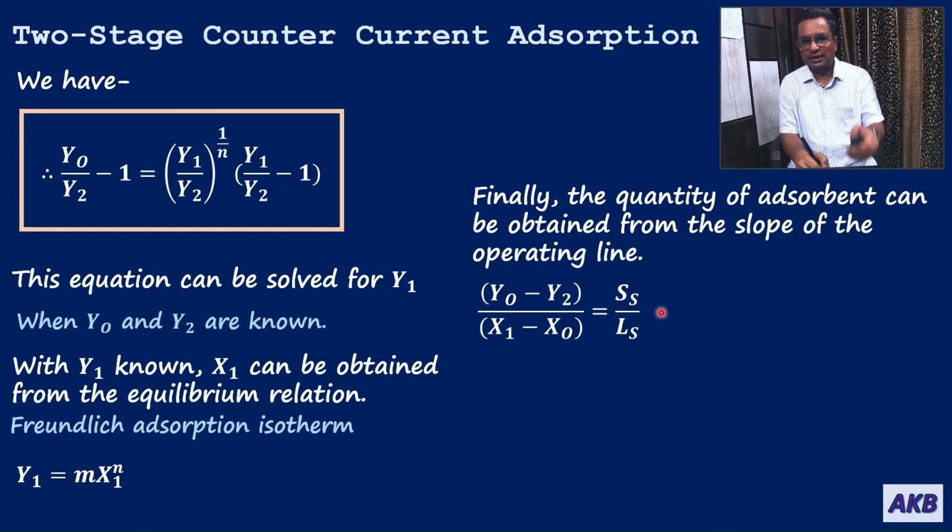Here we have considered the entire operation, and then you can get SS from this equation. As I said, in my next video lecture, I'll tell you how to solve a numerical and get the quantity of adsorbent by this approach. I hope the concept is clear to you. If you have any doubts, please mention them in the comment section.